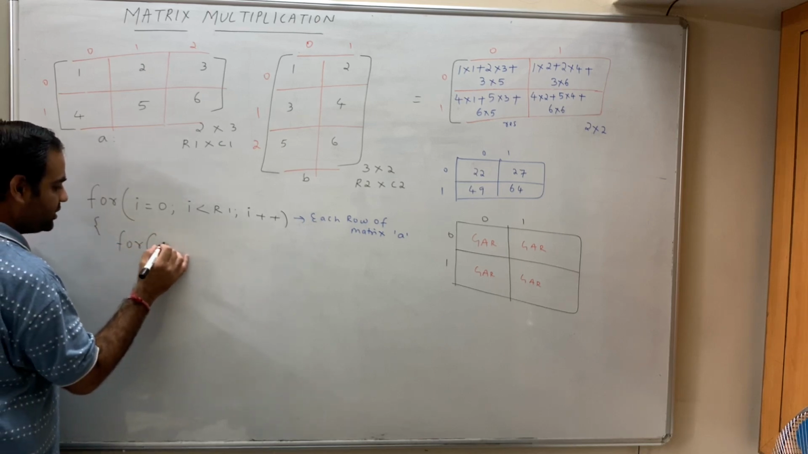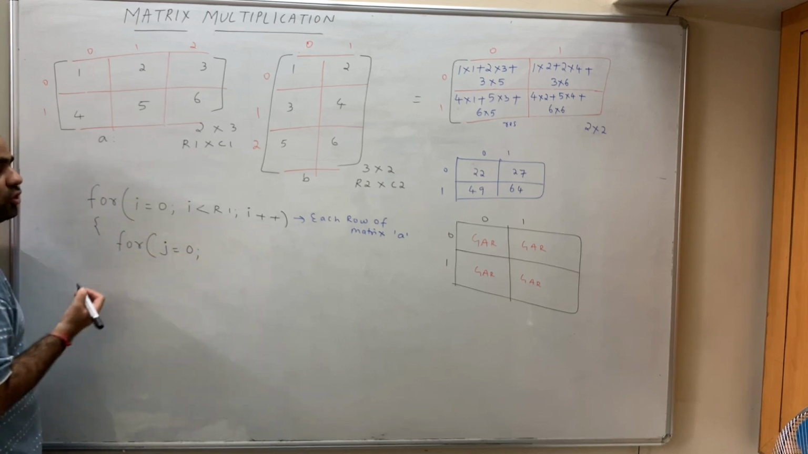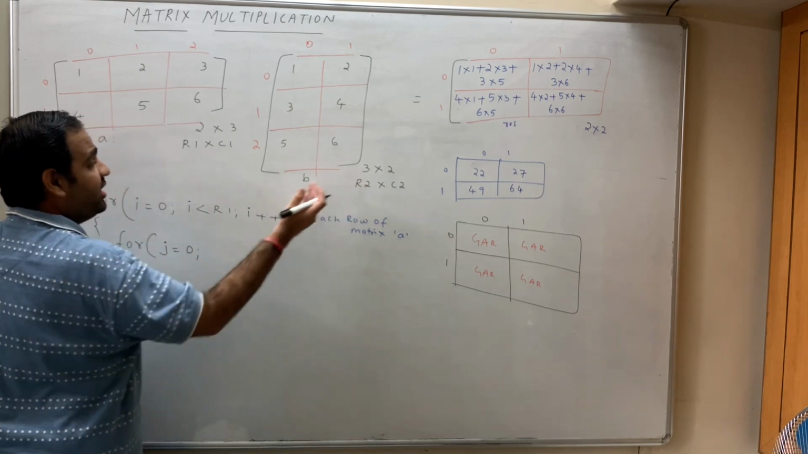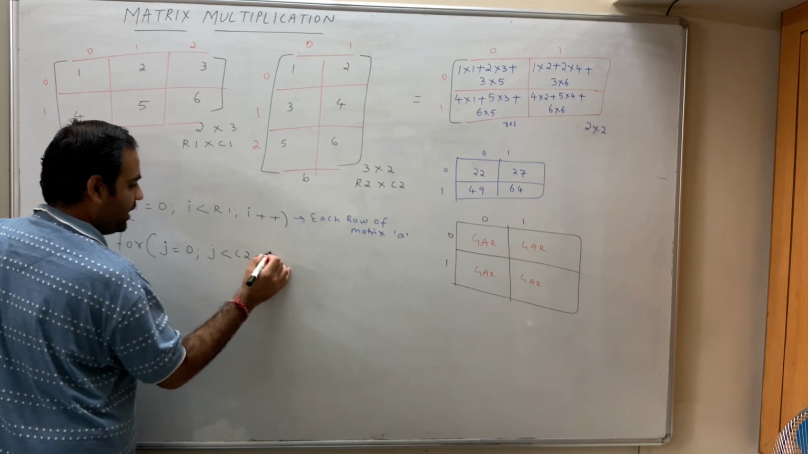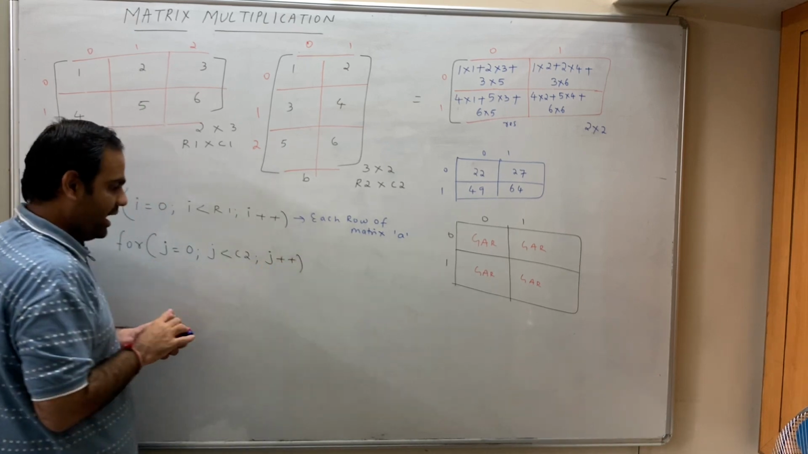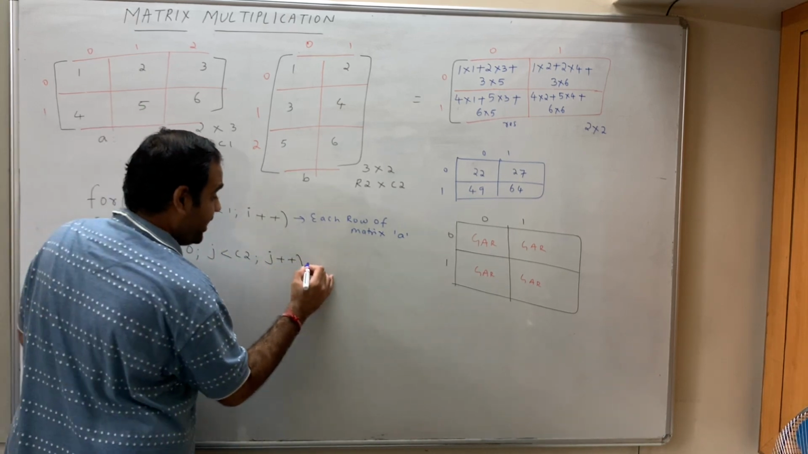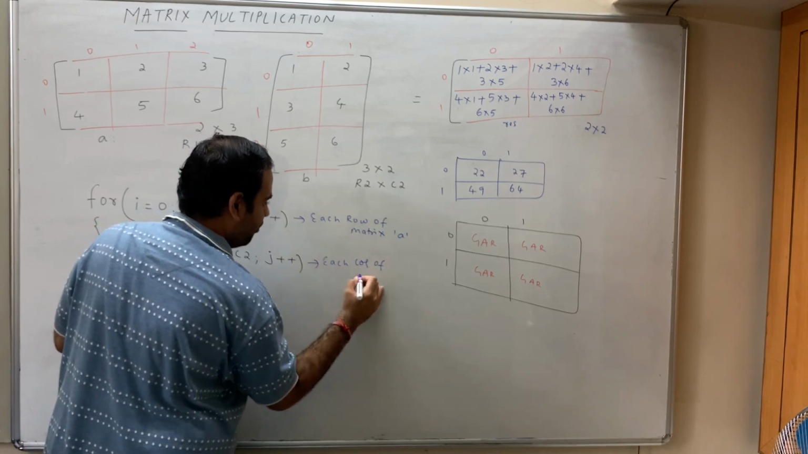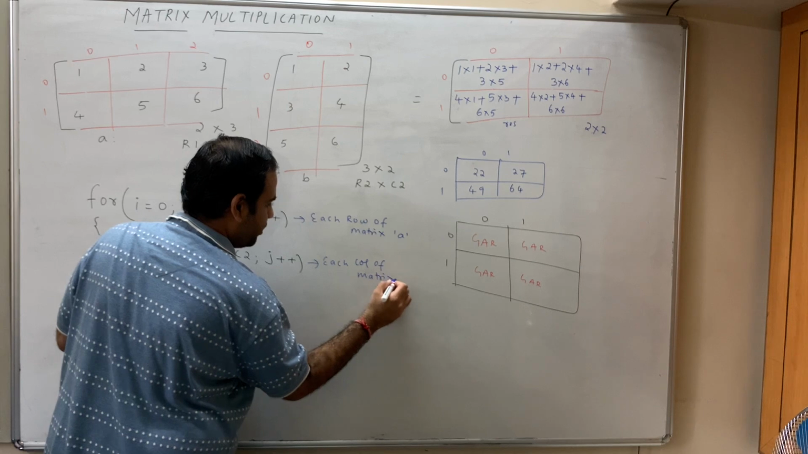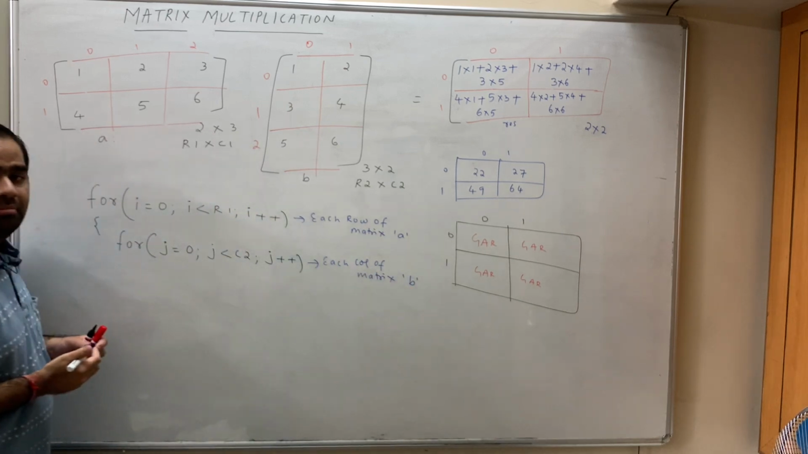Again, the column number starts from 0. Let me take j equal to 0. How many columns are there in matrix B? That is C2 number of columns, and I say j plus plus. And what does it do? It takes each column of matrix B.